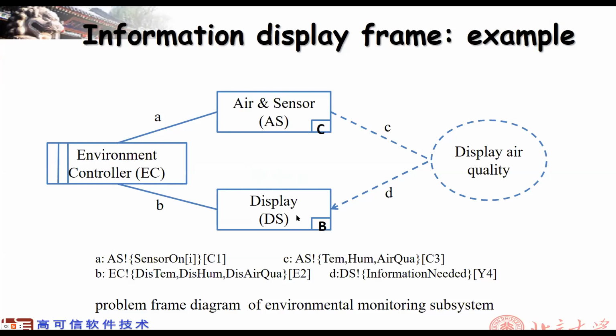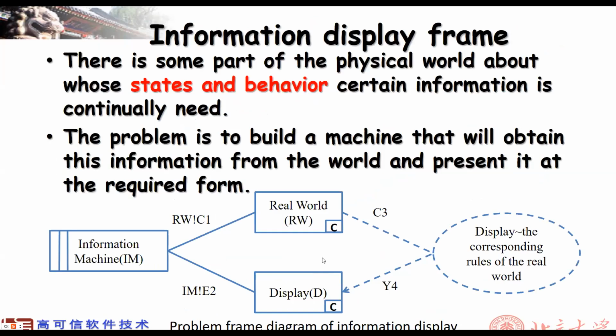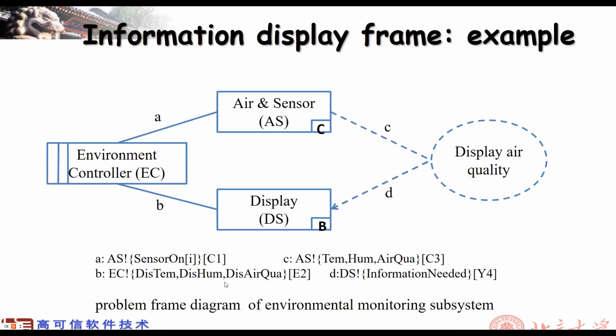This display is going to display the real world information. Sorry, this is not a B. Display is a C. I'm sorry, I made a mistake here. It's a C. Then the air conditioner and the sensor are also C. And the display is an E, and the information is a Y. Y is the lexical values. And B means you give a command to display something.